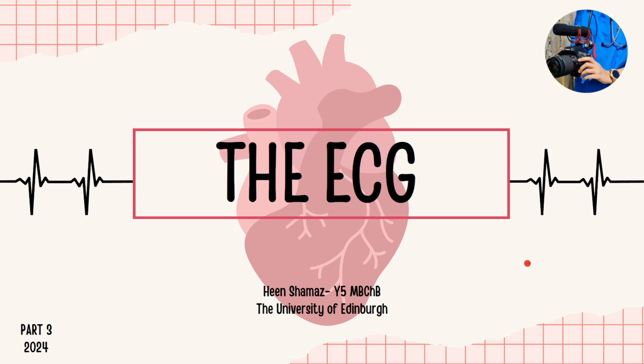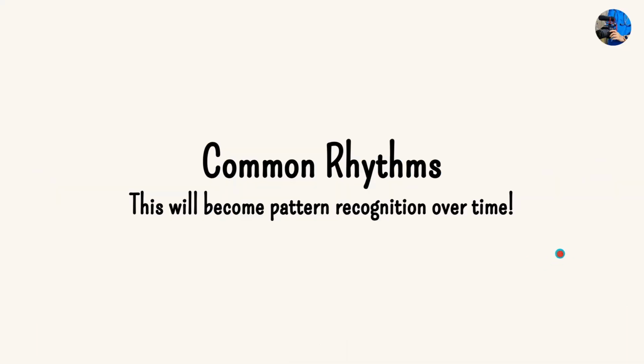Alright, so part 3 then. This is all about your common rhythms, okay? And there's not really an easy way, okay? So this will become pattern recognition over time. The best advice I can give is just to look at ECGs every day. Honestly, when you're on placement, you can see them online as well. There's lots of resources and websites. Have a look at as many ECGs as you can, and you'll start to recognize patterns as you go through, and you won't actually have to work it out as much like we've been doing.